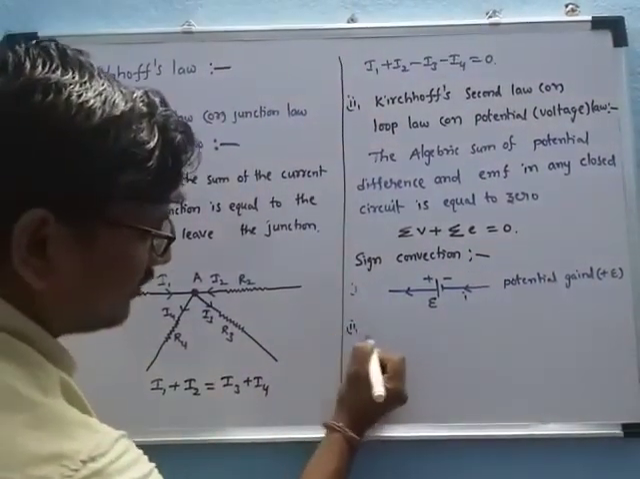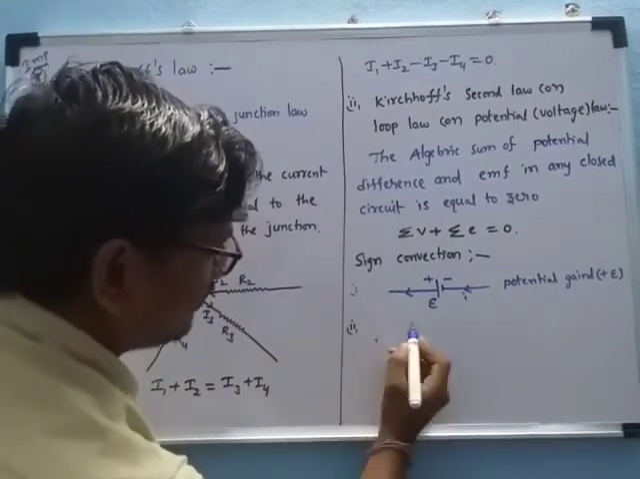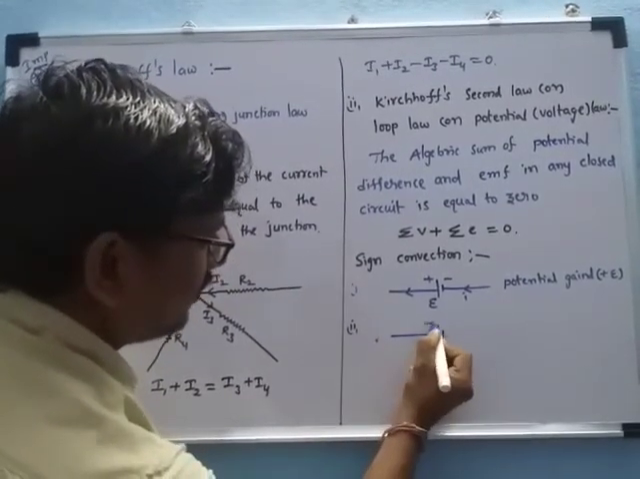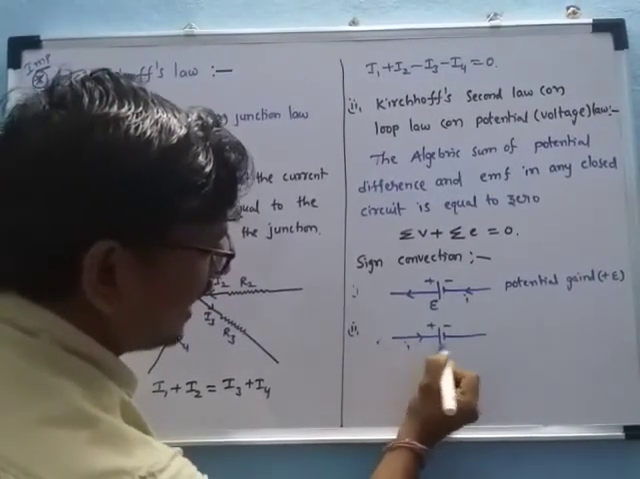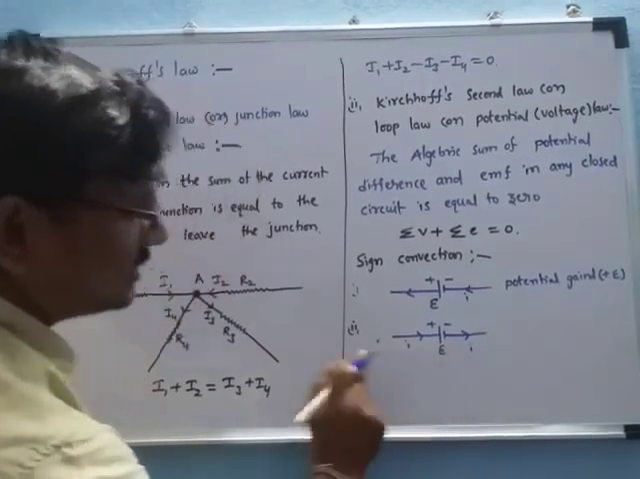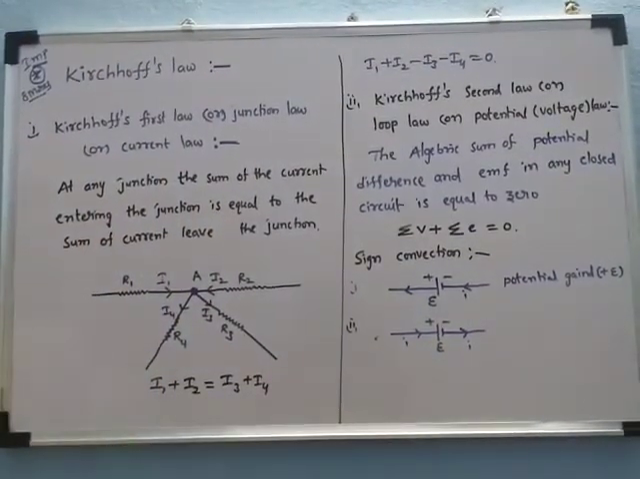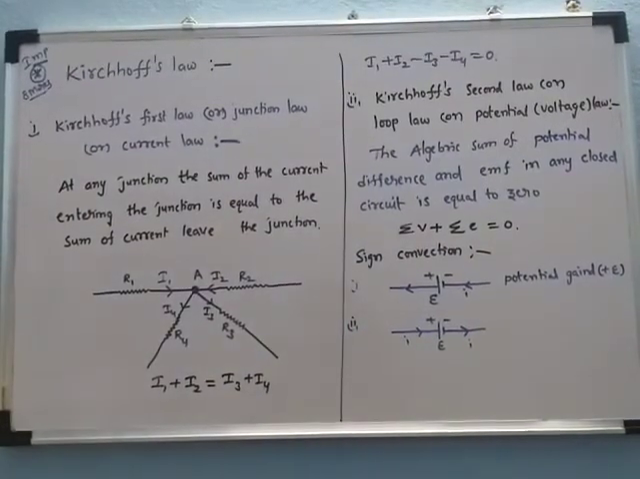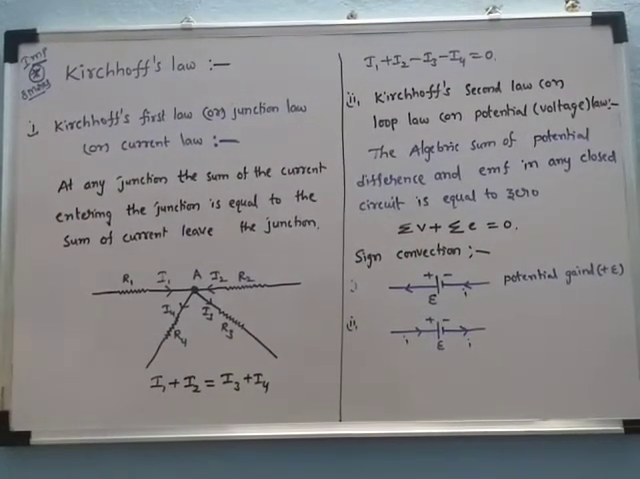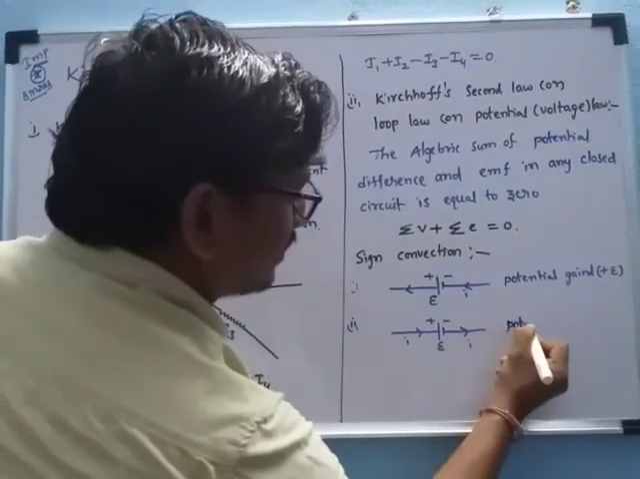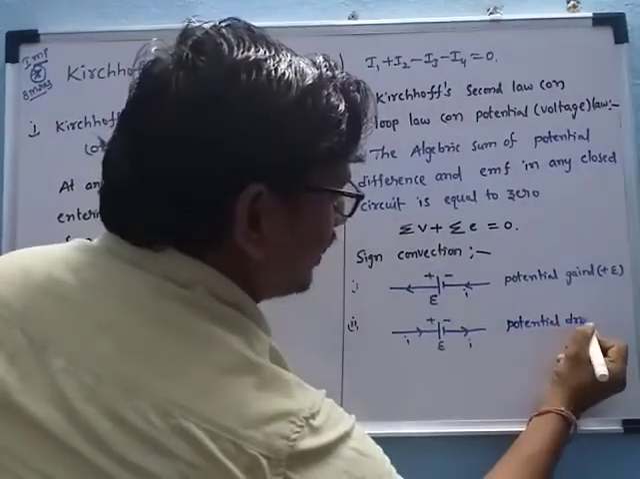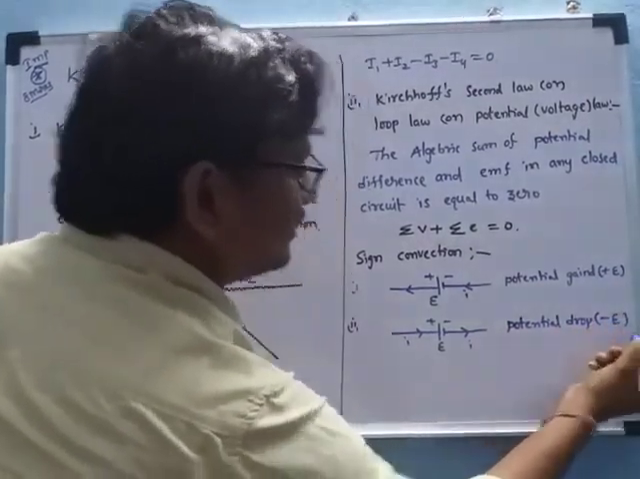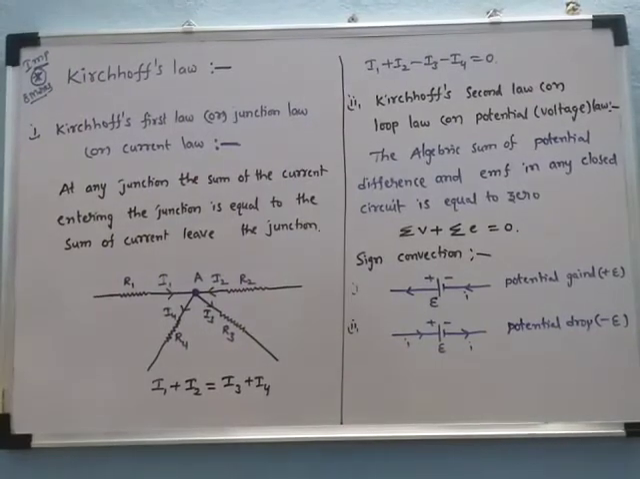Next, the second one, the same battery, positive and negative, with EMF of E, but the direction of the current is positive to negative. It is the opposite direction. Observing here, positive to negative is called potential drop. At that time we take the E value as negative. That EMF is taken as negative.